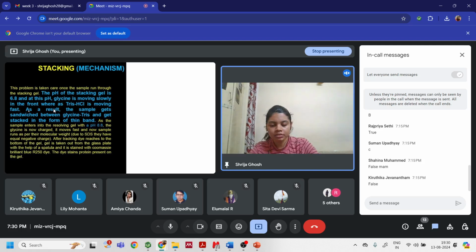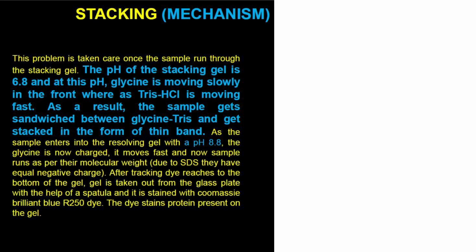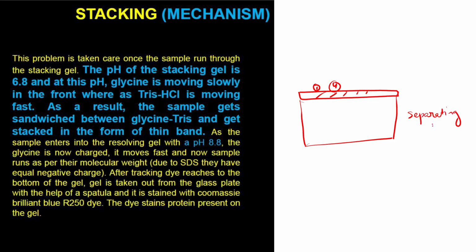So what will happen as a result? We will have glycine and the tris pushing all the samples. So sample 1 and sample 4 will come in the same line, and then after this we have the separating gel, right? The separating gel has a pH of 8.8. So at pH 8.8, glycine is also moving fast. So these two molecules will be separated based on their size in the same lane.